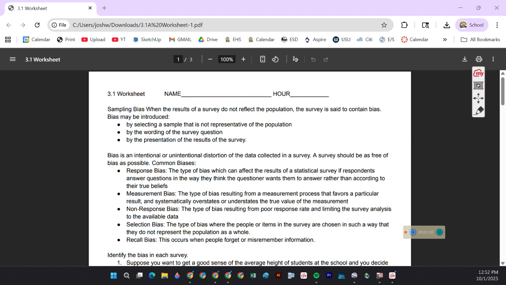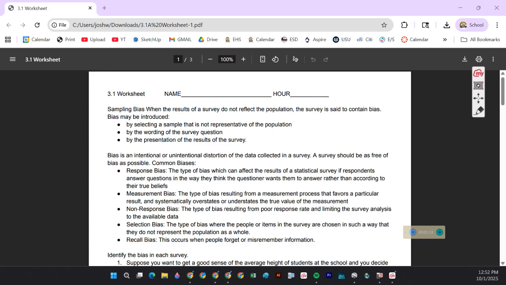It's over here somewhere. What is it? Is that 3.1? Yeah. They're on the Chromebooks. Oh, they're still on the Chromebook cart. No. I'll get you one in a second.